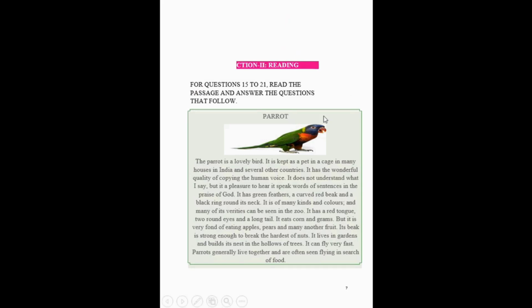Okay, next section is about reading. Here a paragraph is given about the parrot. We need to read this and based on that we need to find out the answers for the questions. So let us read that.